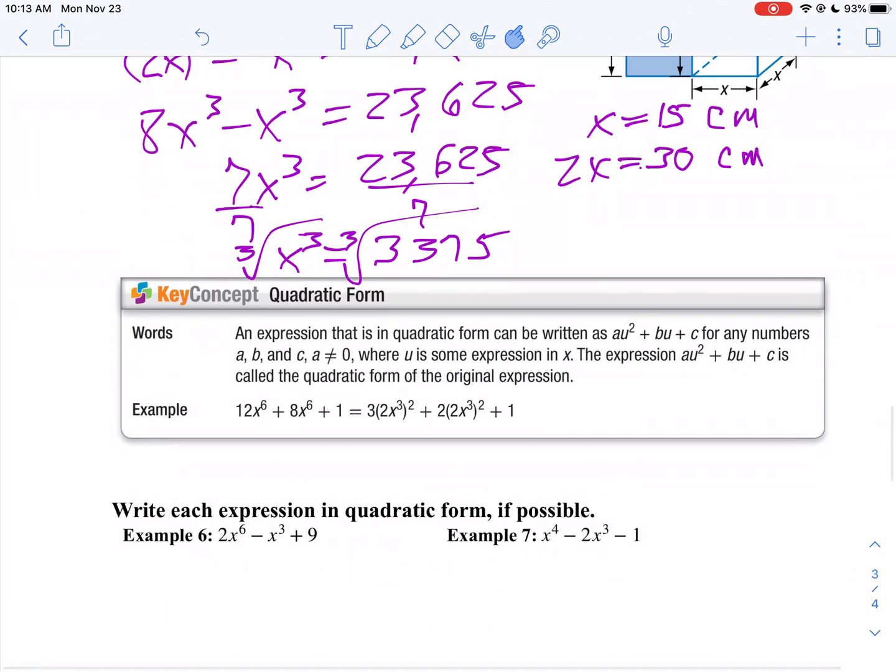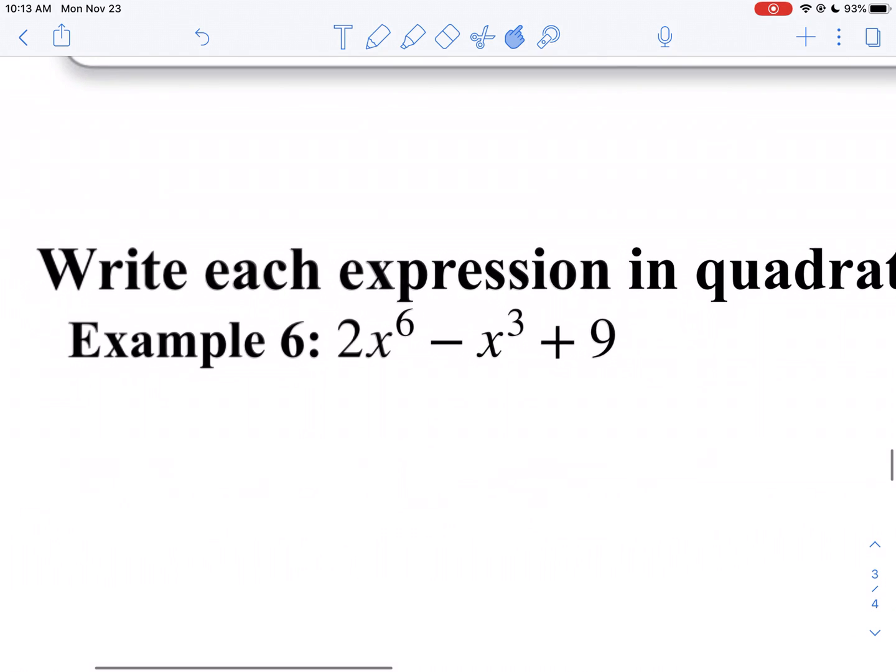Now, if we have a polynomial that has a higher degree, we can rewrite that polynomial in what we call quadratic form. What I'm going to do is I'm going to have my middle term be my u. So for example, on example 6, here's what we're going to do. Notice it says 2x to the 6 minus x cubed plus 9. So what I'm going to do is I'm going to let u be x cubed. Because see that's my middle term here. My middle term is x cubed.